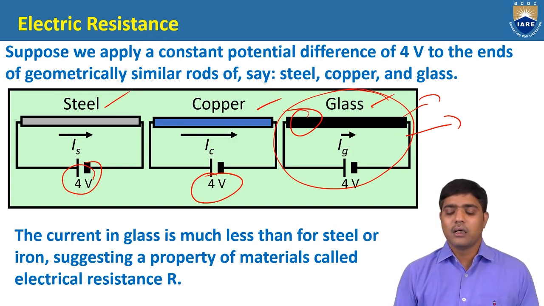Like that, depending upon the material, the resistance offered by the circuit varies, and depending upon the material connected in the circuit, the current flowing through the circuit also varies.